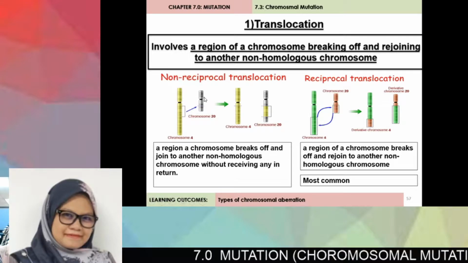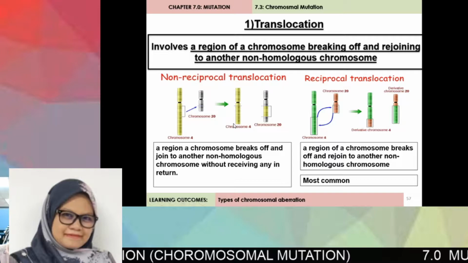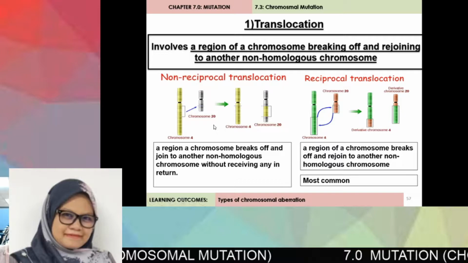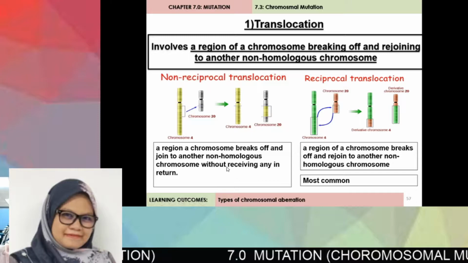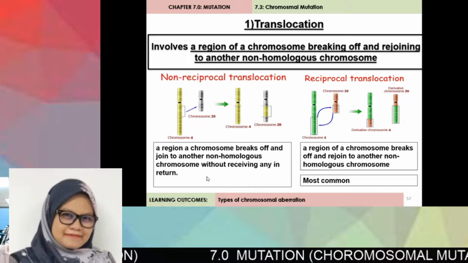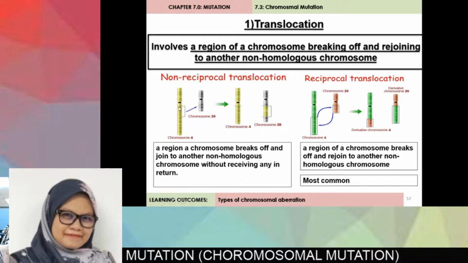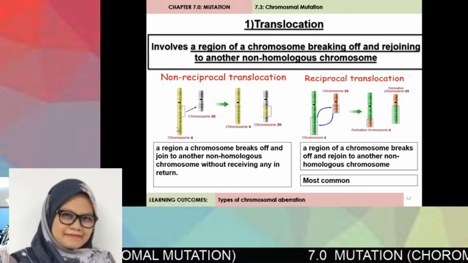Okay, so in this case, non-reciprocal means in the translocation only one homologous chromosome yang akan receive. Another one, dia tak akan dapat any return. So a region of chromosome breaks off and joins to another non-homologous chromosome without receiving any in return. So macam yang ni, segmen chromosome yang warna kuning, dia break and then dia join pada chromosome biru, tetapi yang warna kuning ni dia tak akan dapat any return.